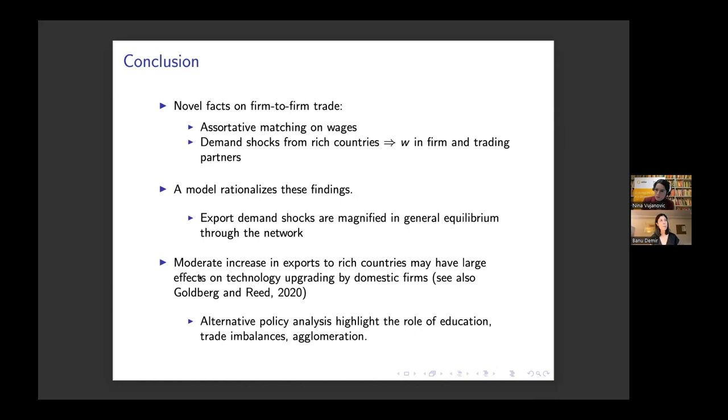There's a recent paper by Costas Arkolakis and Federico Huneeus. They're using Chilean data. It's a working paper, and the model is in the same spirit as ours. But instead of looking at quality, they are trying to understand the geography of firm-to-firm connections. If you're interested in that, it's a great paper, so you may want to look at it. They're taking the geography very seriously.